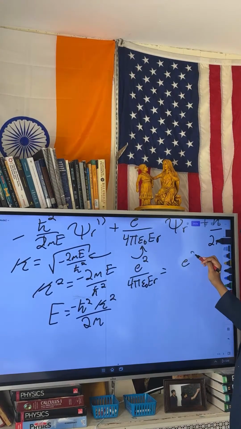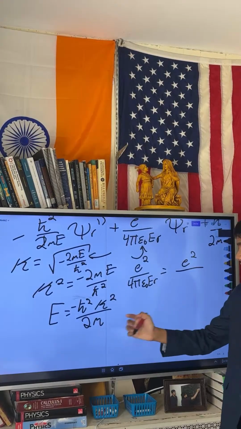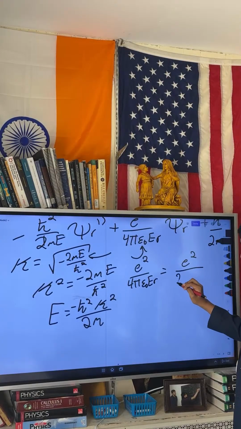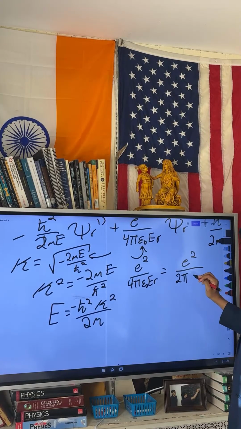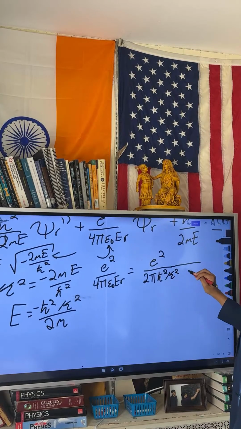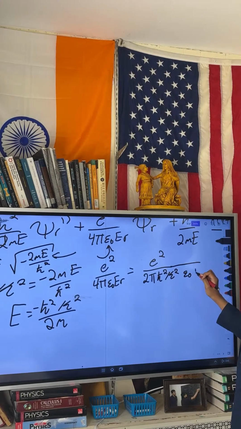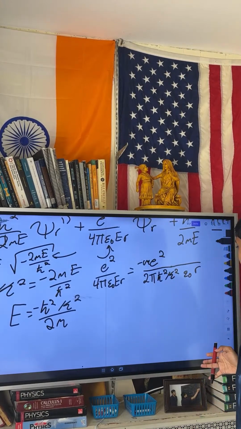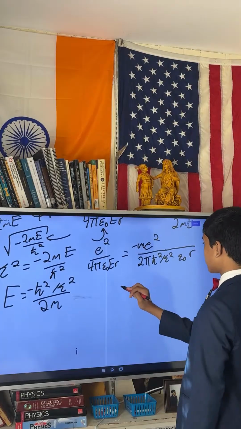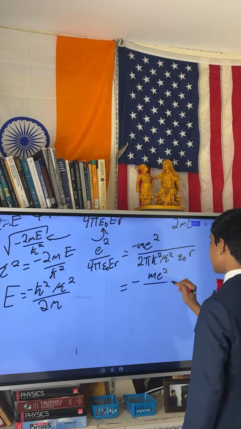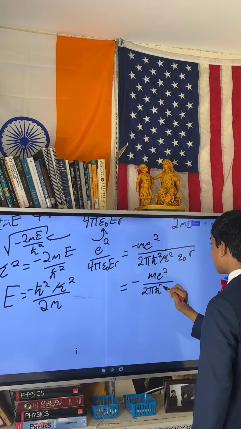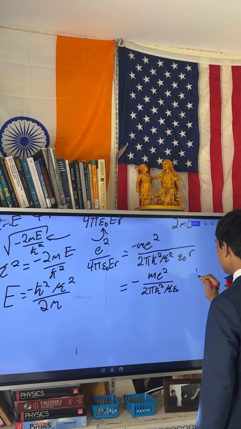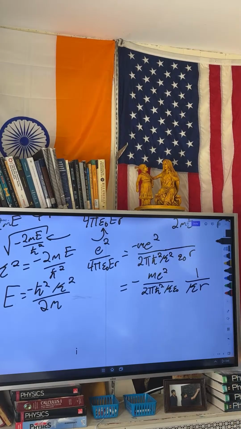You get e squared over, well, this 4 becomes a 2 because it's canceling out with this guy over here. 2 pi h bar squared kappa squared epsilon naught r, and there's going to be an m here, and this is all going to get surrounded by a negative sign. So I'm going to further factor this as minus m e squared over 2 pi h bar squared kappa epsilon naught times 1 over kappa r.